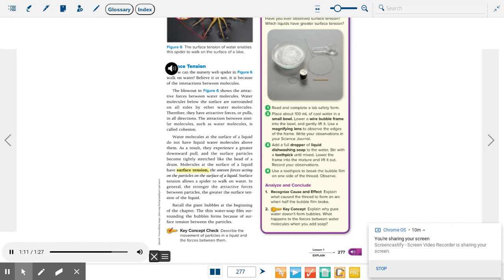Recall the giant bubbles at the beginning of the chapter. The thin water soap film surrounding the bubbles forms because of surface tension between the particles. Key concept check. Describe the movement of particles in a liquid and the forces between them.